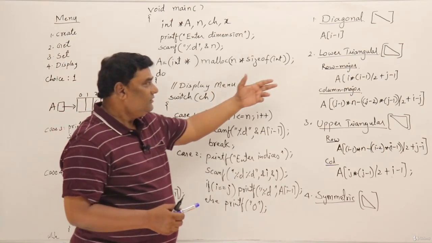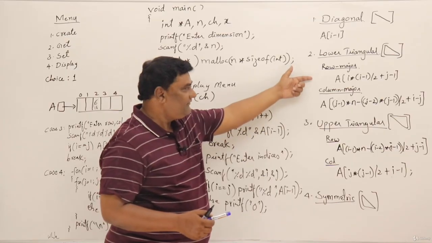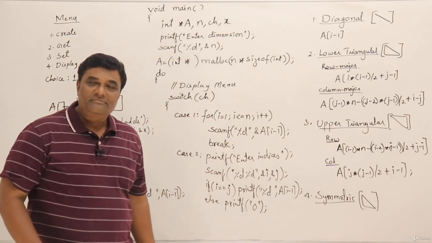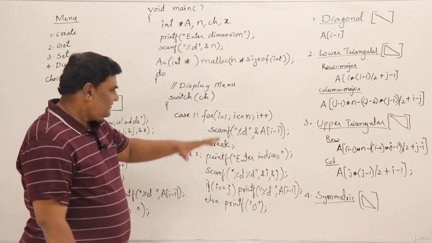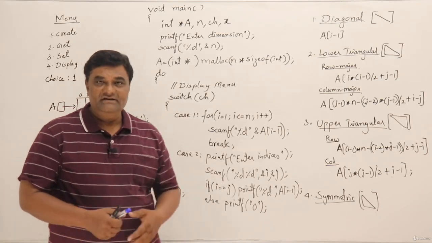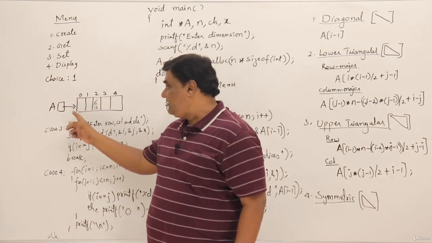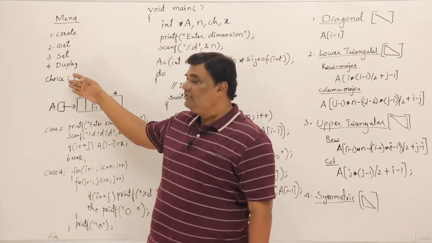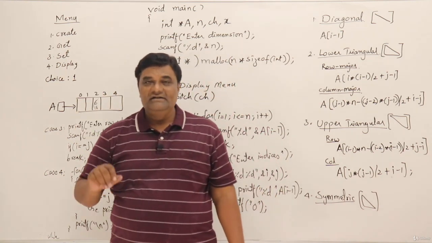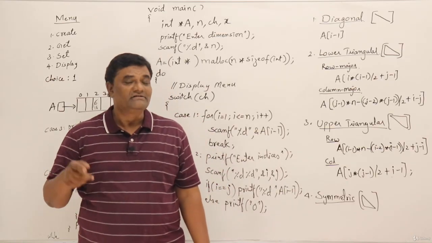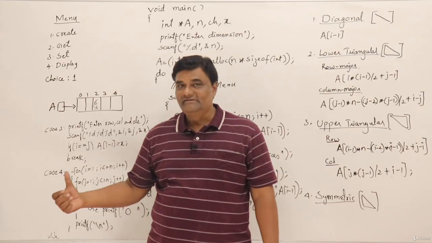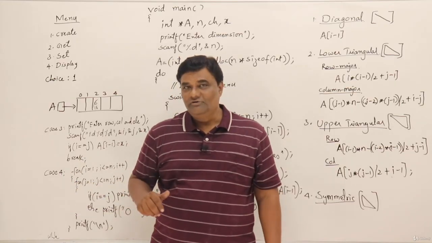What about lower triangular matrix? We have different formulas for row major representation and column major representation. The program will be similar only. We want to create an array of required size, and then the program will have these four options: creating an array and filling the elements, then getting an element, setting an element and displaying a matrix. So same options I want to provide.